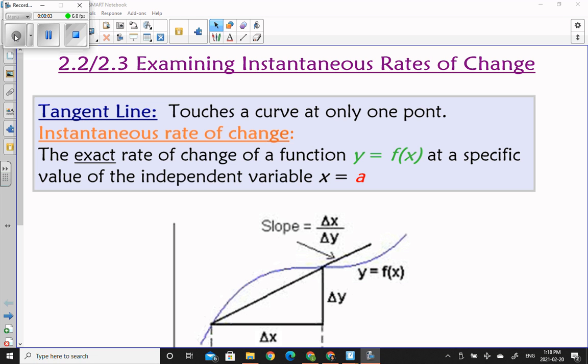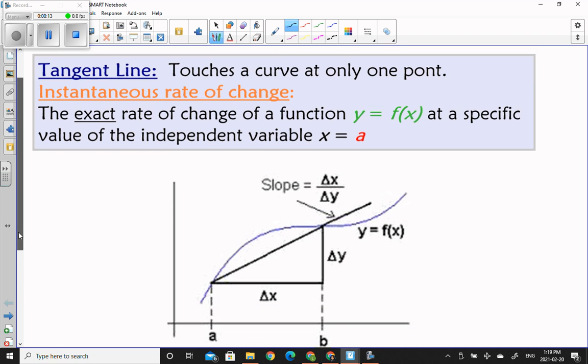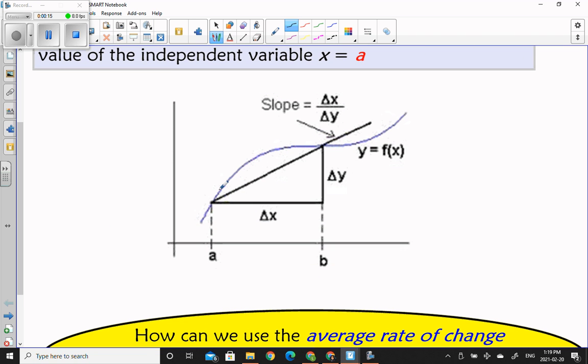So lesson 2.2/2.3 is on examining the instantaneous rate of change. We want to first look at what is meant by a tangent line. If you look at the diagram here, you have a curve, this blue graph, and you have 2 points on the graph. We saw from our previous lesson that this is a secant line. If we find the rise over the run, or the change in y over the change in x, we have the average rate of change of the secant line.